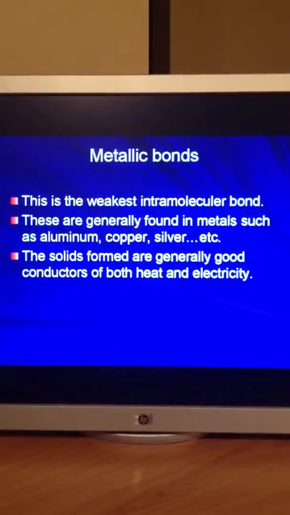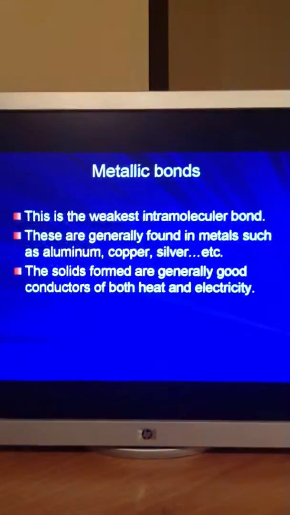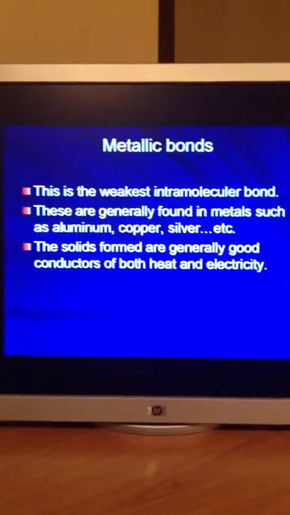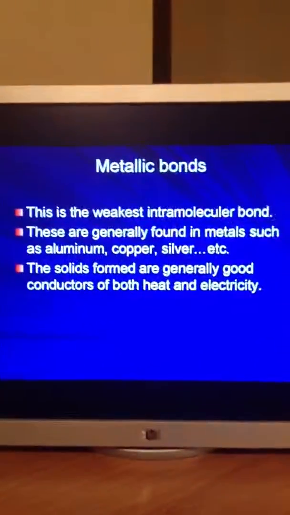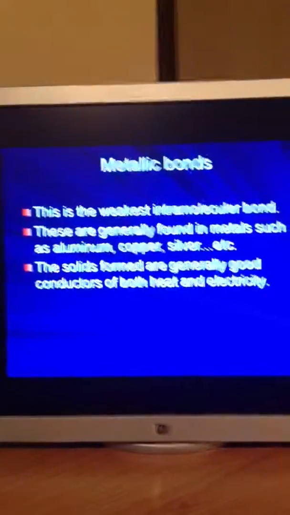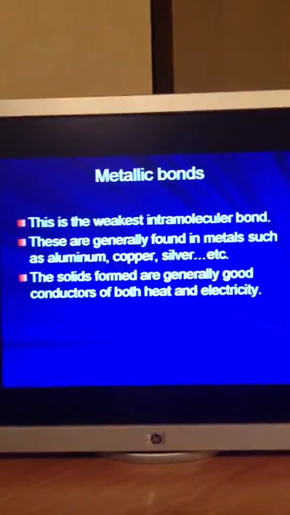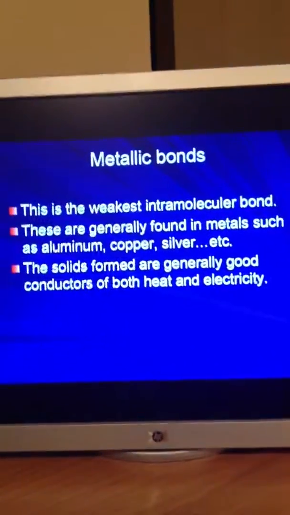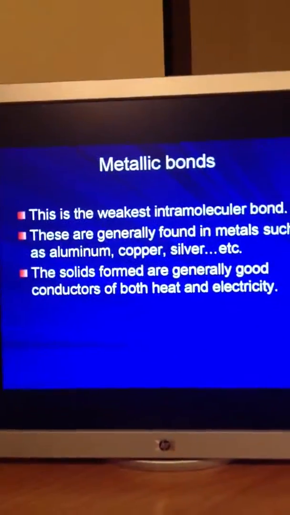And then we get to the metallic bond, which is the last one, which is the weakest intramolecular bond. These are generally found in metals such as aluminum, copper, and silver, hence the name metallic bonds. And so the solids that are generally formed are good conductors of both heat and electricity, and have low boiling points and low melting points.